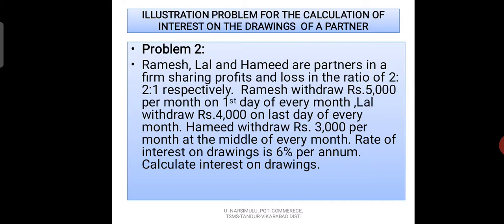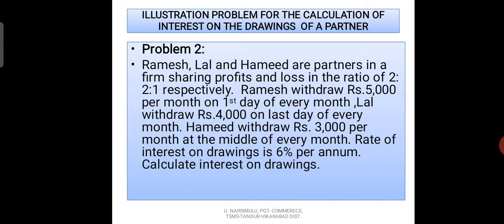So Mr. Ramesh draws the money for his personal use from the business on first day of every month. This is the first situation where we apply the interest rate at 6.5% per annum. So whenever the drawings are made on first day of every month, we apply 6.5% of interest. And come to the next one, that is Mr. Lal. Mr. Lal withdraws the money from the business on the last day of every month.